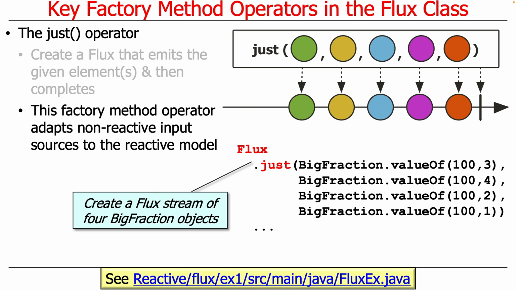This factory method operator, like many of the factory method operators we're going to talk about, is used to adapt non-reactive input sources into the reactive model. So here you can see we want to create a Flux stream of 4 big fraction objects. So here are 4 big fractions. Those are not reactive. We want to make a reactive object, a Flux, so we use just to make us a Flux with 4 of these things in it.